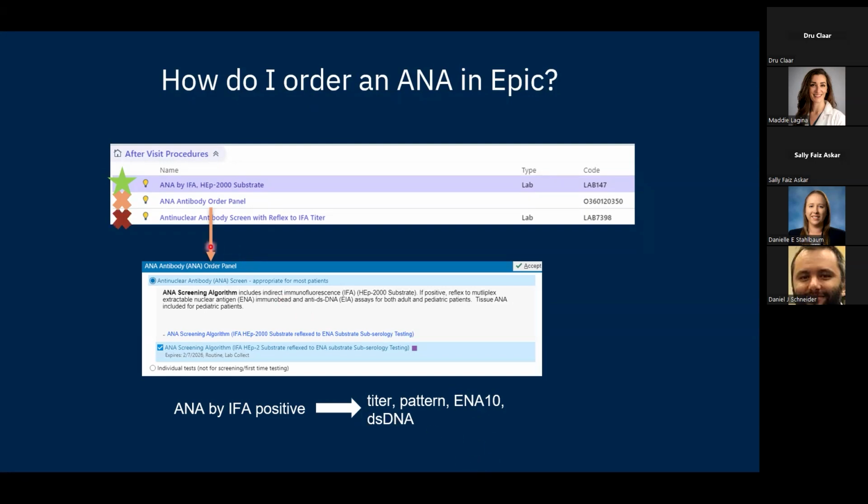And then we still have this antibody screen. So this is doing it by an ELISA. And if the ELISA flags positive, then it will send it for an IFA. Never order this test. There's false negatives, false positives. So really the IFA is the way to go.